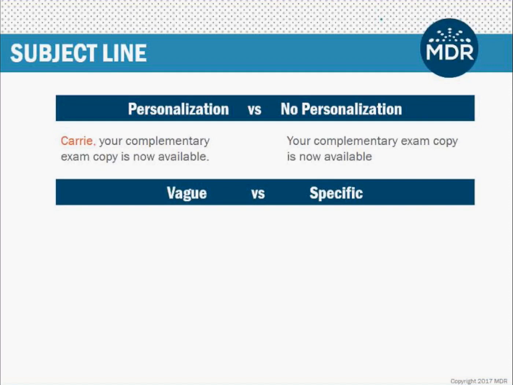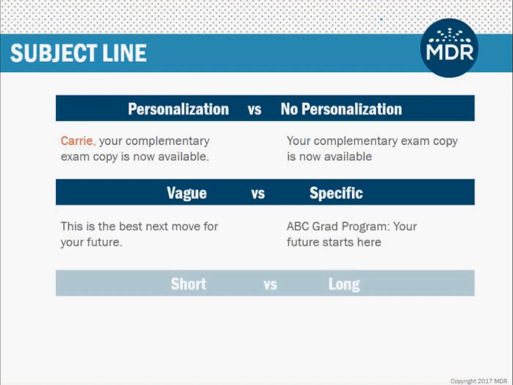Another test is vague versus specific. And I see mixed results. Sometimes vague works awesome, sometimes it doesn't. It really depends on the offering and conversation you're trying to have with your core audience. But it's definitely something worth testing. "This is the next move for your future" versus "ABC grad program, your future starts here." So getting very specific.